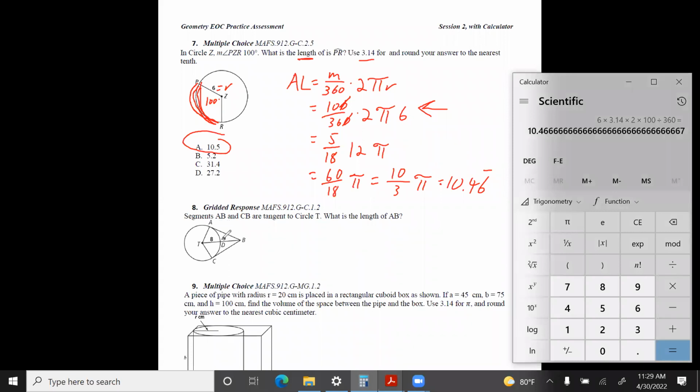On number 8, we have segments AB and CB, which are tangent to circle T. So when we have 2 tangent lines going from the same exterior point to the same circle, they are going to be congruent in length. So AB and BC are congruent. And it wants to know, what is the length of AB?